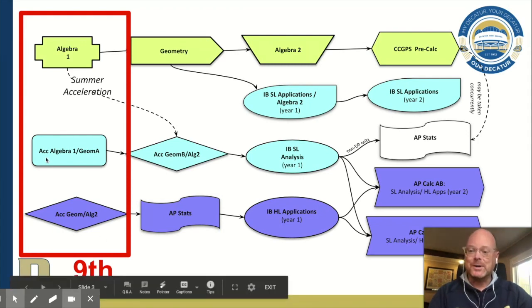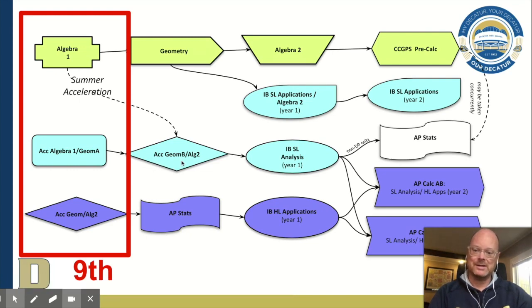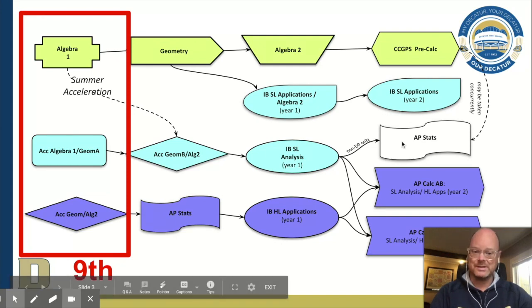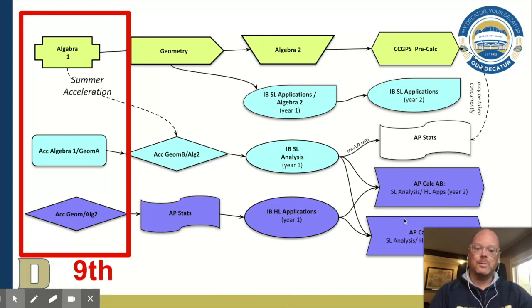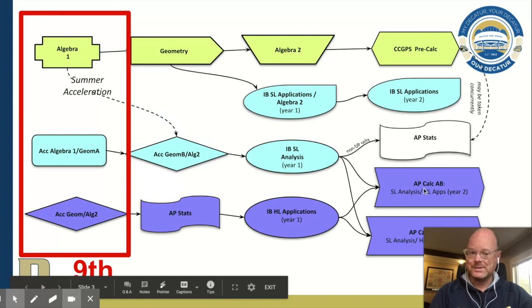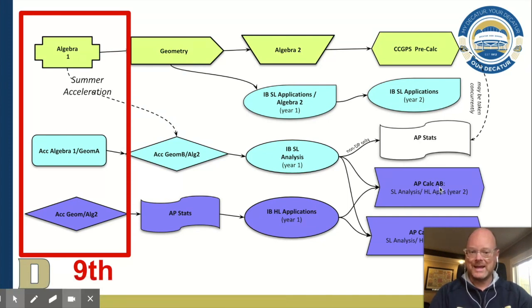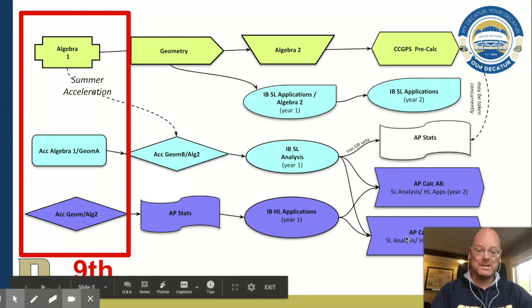Now, if you are taking accelerated algebra, most students in that position, their sophomore year, will take accelerated geometry. Then they will feed into one of our IB classes. Usually that is a class called SL Analysis. And then your senior year, you really have a choice of one of our AP maths. That could be AP Statistics, or either of our 2 calculus classes. We have AP Calculus AB, and we have AP Calculus BC, which I know you can't see because it's behind my face right now.